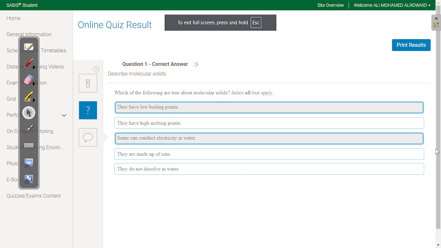Okay, this is the 6.8 quiz because there's no 6.7 quiz. Which of the following are true about molecular solids? Molecular solids have low boiling points. They do not have high melting points. That's for ionic solids and metallic solids. So no. Some can conduct electricity in water. Yes, there are exceptions like acids, like HCl and some others. They are made up of ions. No, that's ionic compounds. They do not dissolve in water. Wrong, because sugar is molecular, but it still can dissolve.